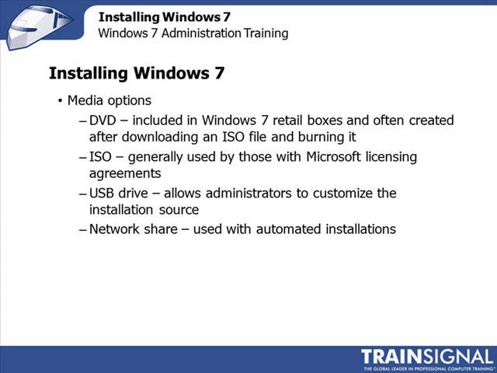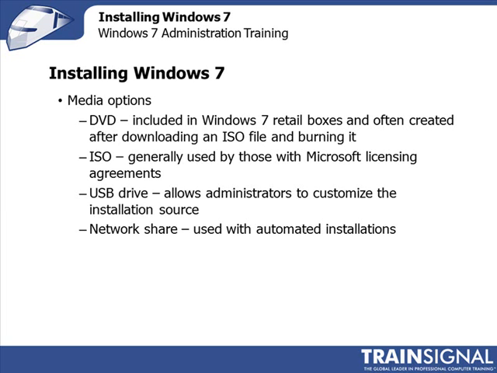You can also use a USB flash drive or whatever you like to customize the installation source. Perhaps you want to make a change to what you're going to be installing. You want to do what's called slipstreaming drivers. You can actually use a USB drive for Windows 7 installations. When it comes to automated installations, you often use an actual network share that has all of the Windows 7 source files, and then they're sucked over the network to a new machine.